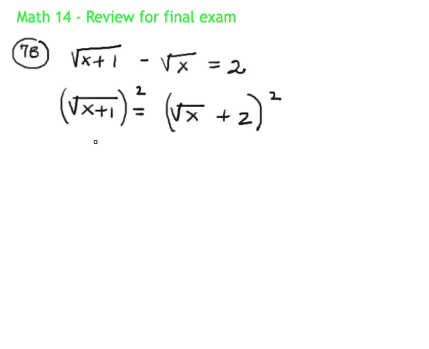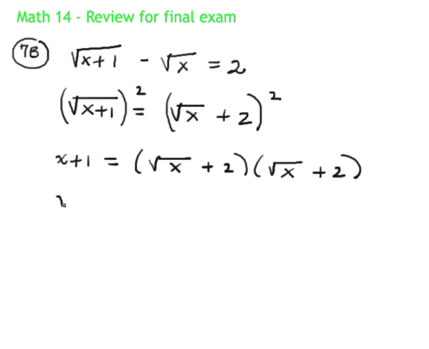On the left side, the radical pops off. We just get x plus 1. On the right side, let's write this out. We're multiplying square root of x plus 2 times square root x plus 2. So we're just going to FOIL this. So here first we have square root x times square root x, that's x. In the middle we have 2 root x plus 2 root x, that's plus 4 root x. And then 2 times 2, that's plus 4.